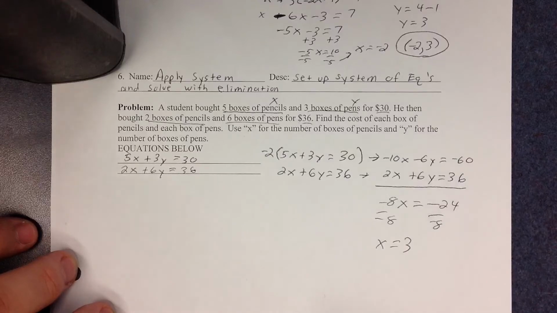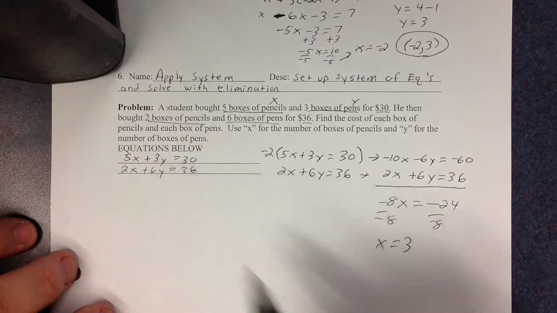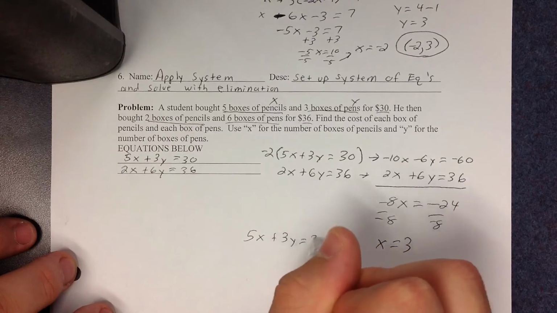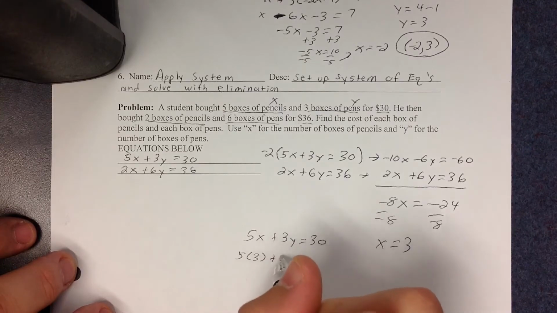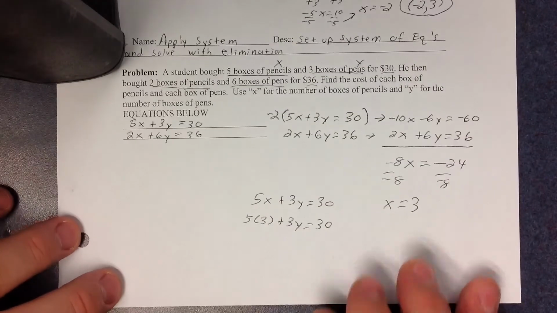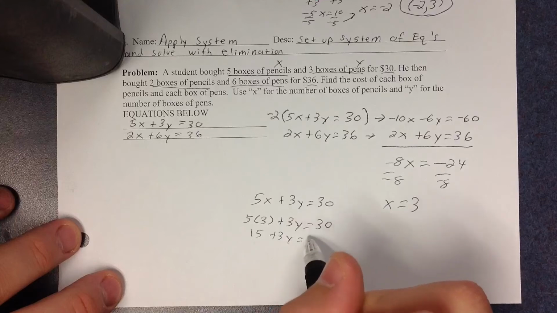And again, 3 is going to be the price of the pencil boxes. Now I just need to take it and plug it back in to find y. And again, I can use either equation. I'm just going to pick the top equation. So the top equation is 5x plus 3y equals 30. Well, I know x is 3. So 5 times 3 plus 3y equals 30. So it's 15 plus 3y equals 30.